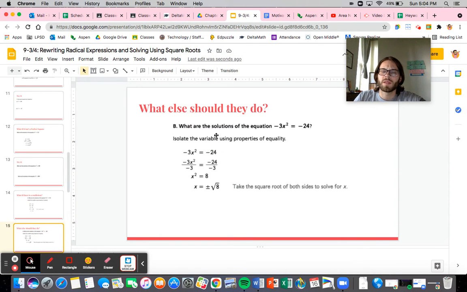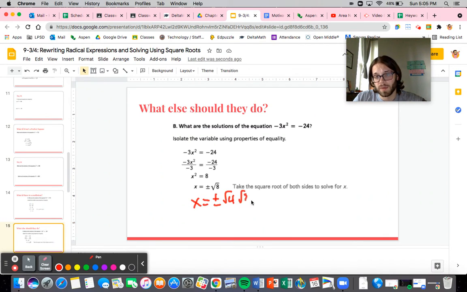Now, looking at this, don't be scared. Your first instinct when you see the negatives is, no real solutions, but both sides are negative, so when you divide the negative out, it'll cancel. For reasons I have not fully figured out, they did leave this one as the square root of 8, but you should not. So x would be plus or minus, that's the same as 4 root 2, so it would be plus or minus 2 root 2. That's what they should have left it as.